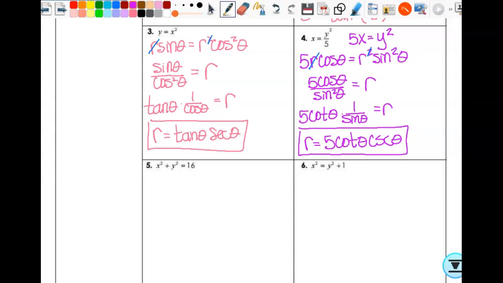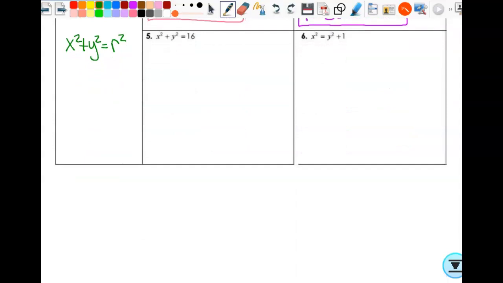So one of the things that we wrote down yesterday, we used our little triangle in the first quadrant and we came up with r cosine theta, r sine theta. And we also had that x squared plus y squared equals what? R squared. Okay? So if that is true, which it is, then when I have this in number 5, x squared plus y squared equals 16, what can I replace x squared plus y squared with? R squared. So r squared equals 16, and we're done.